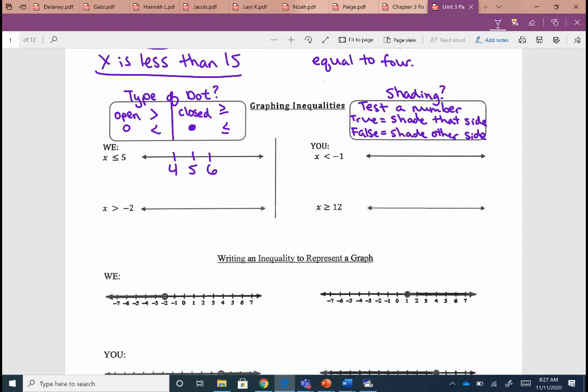All right, so let's start with what type of dot. Are we going to have open or closed? Closed. We're going to be closed because we have the equal to. So if I go to my box, I find my less than or equal to symbol on the closed side. So I'm going to put a closed circle on that number 5.